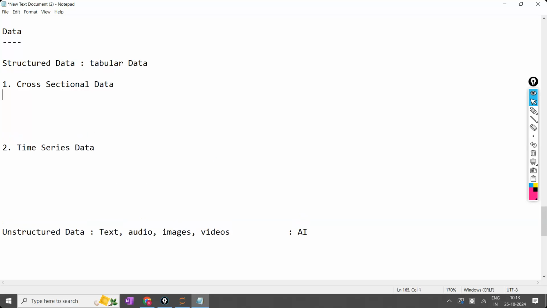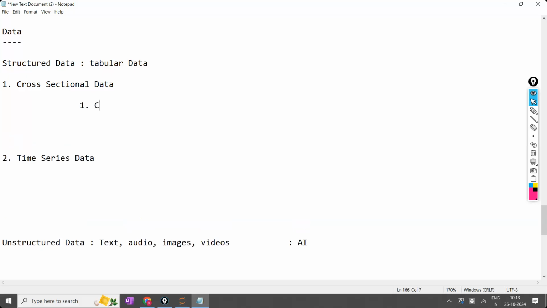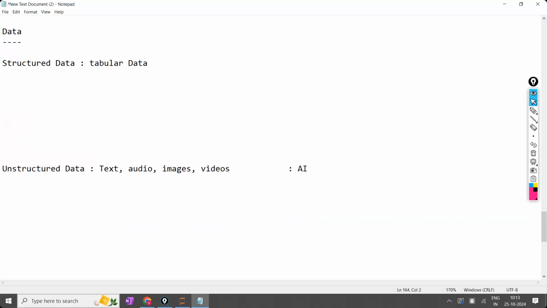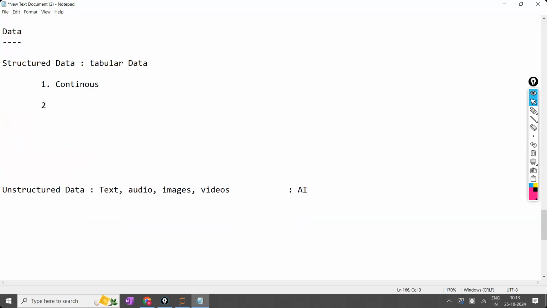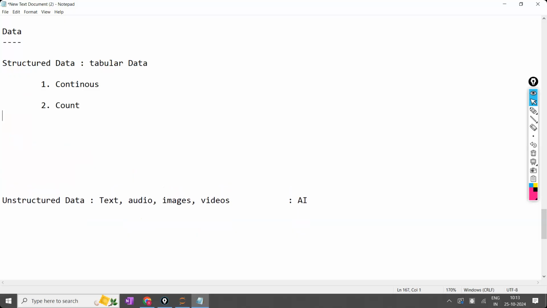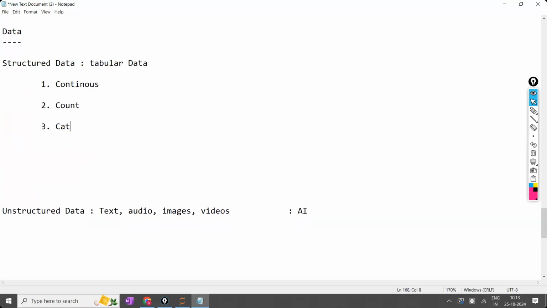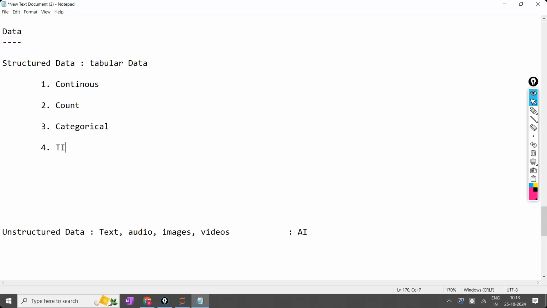Now, cross-sectional data again has two types. Instead of writing all these things, let me make it simpler. The different types of data we are having: one is continuous, the second is count, the third is categorical, and the fourth is time series, which is nothing but date and time. Total 4 are there.